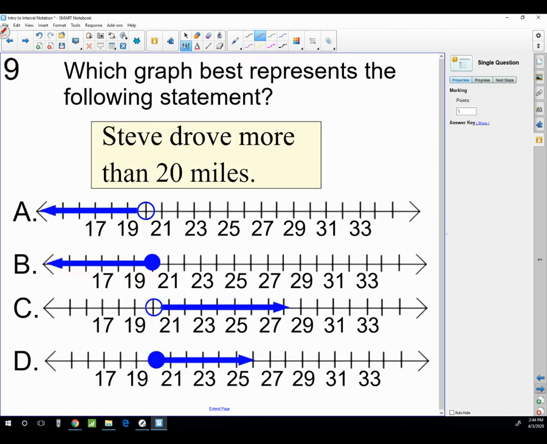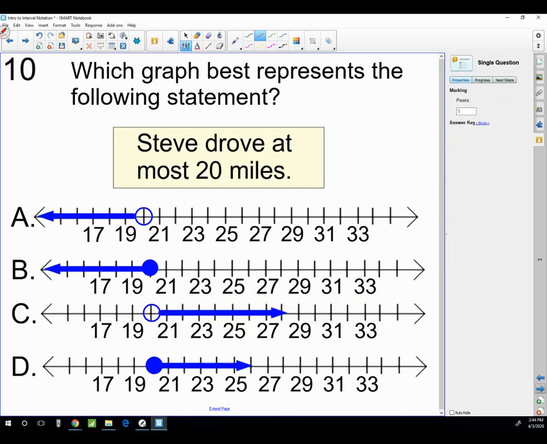Let's move on. Steve drove more than 20 miles. Steve is driving in his car, and he's driving more than 20 miles. So it's got to be C. It can't be 20, it's more than 20. And so that would be the answer. And in interval notation, it'd be 20 to infinity.